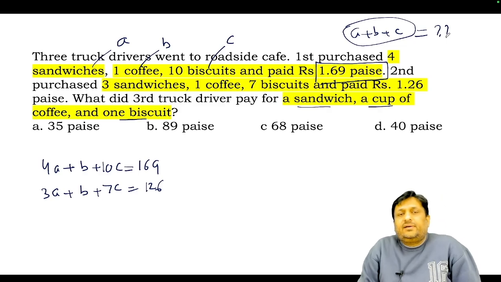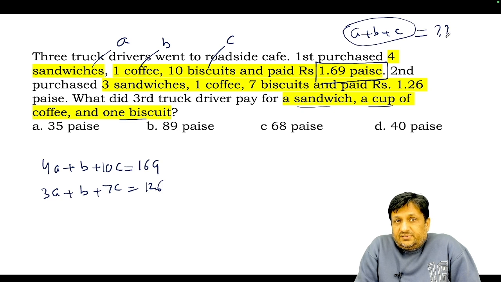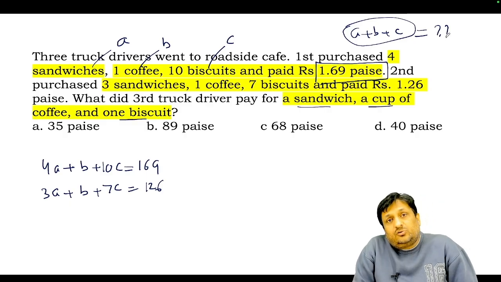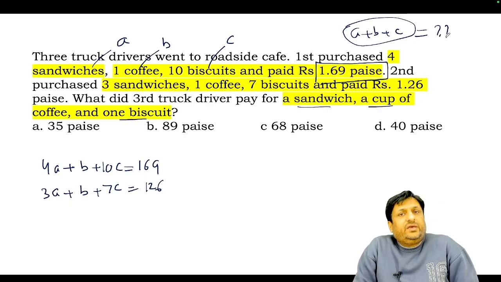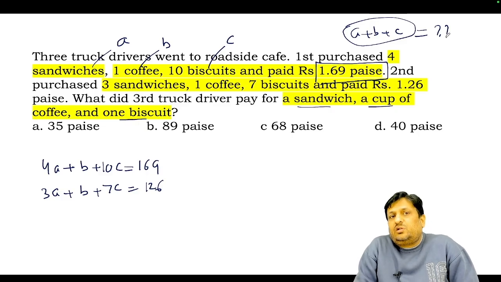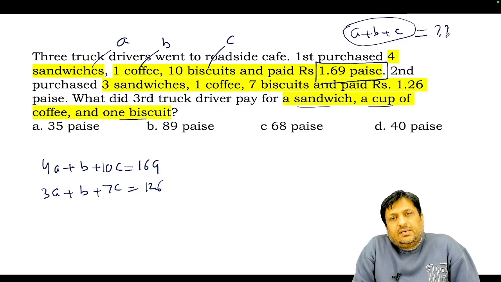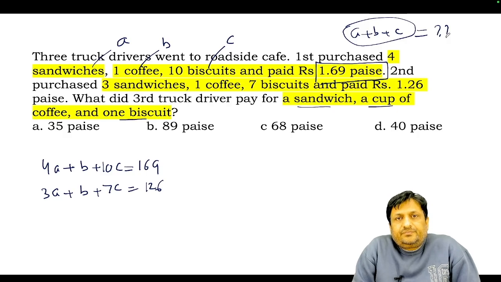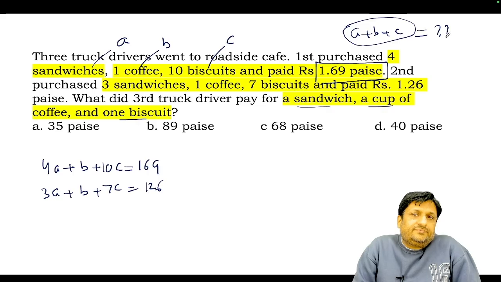Now look here. We have only 2 equations, but we have 3 variables. The rule is we should have 3 equations to solve 3 variables. It means I will not be able to solve the individual values of A, B, and C. That's for sure. But he is not asking for the individual values of A, B, and C. He is asking A plus B plus C. Maybe I may be able to calculate that.